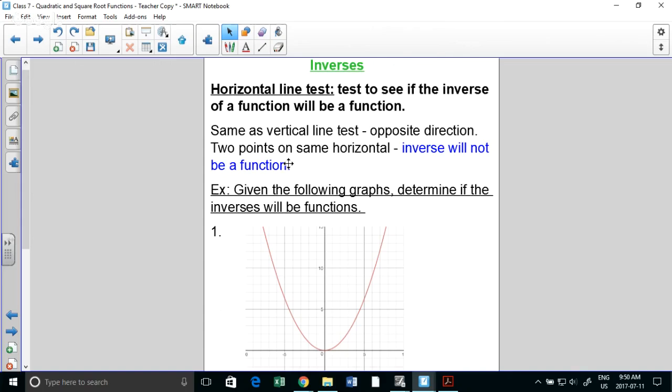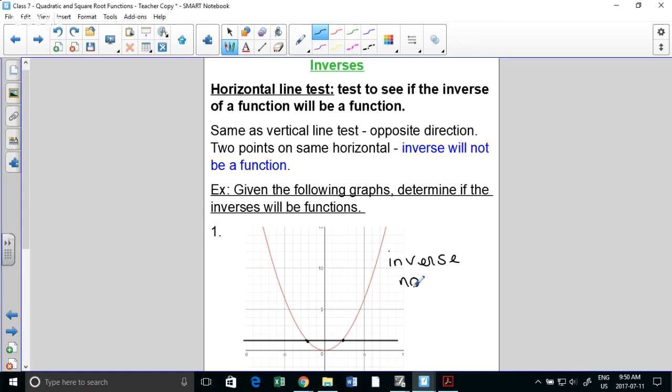But if I want to know if the inverse will be a function, I do the horizontal line test. So it's the same idea. I take a horizontal line and I see if I have any 2 points on the same horizontal. I have tons for this one. That means that the inverse is not a function, which is fine.